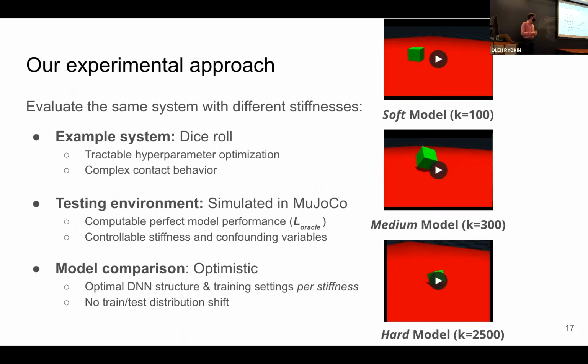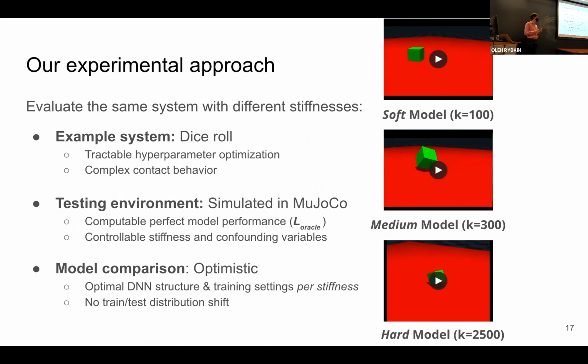So our training and test data sets are coming from the exact same distribution. For every single stiffness setting that we used, we individually optimize hyperparameters, so that this is essentially the best that we could possibly do on this system. And furthermore, we're going to primarily evaluate our models on single-step predictions. Long-term prediction is also a large challenge, but we found that even in the single-step prediction, we're going to see some notable effects.